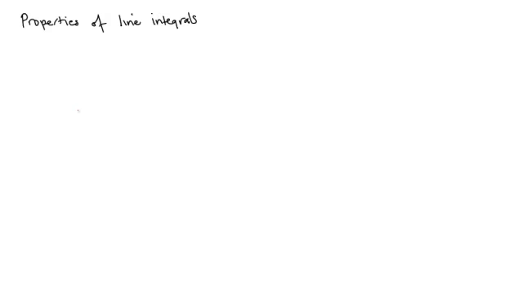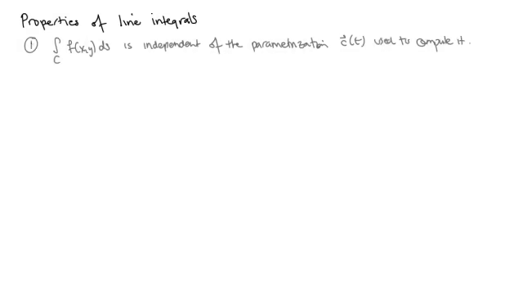The previous problem shows a couple of properties of line integrals that would be worth going over right now. First, a line integral over a curve is independent of the parametrization used to compute it. So it doesn't matter what vector-valued function c of t we pick, we'll always get the same value for the line integral.